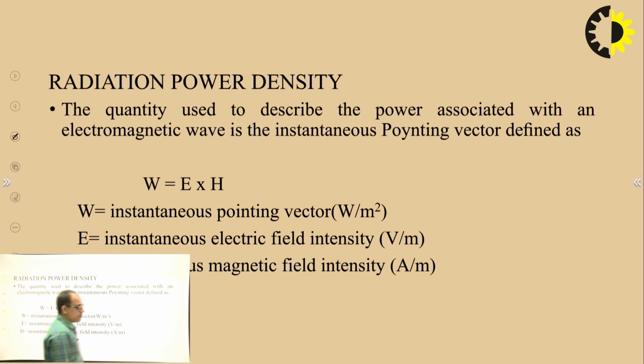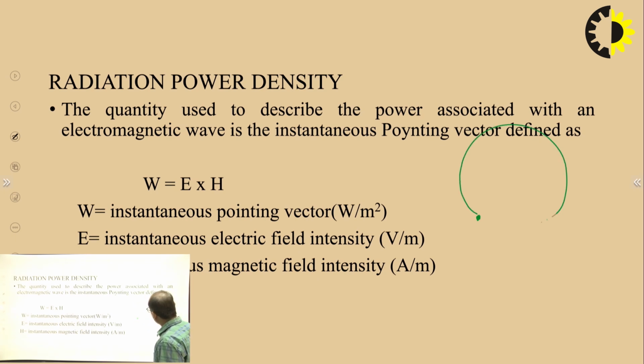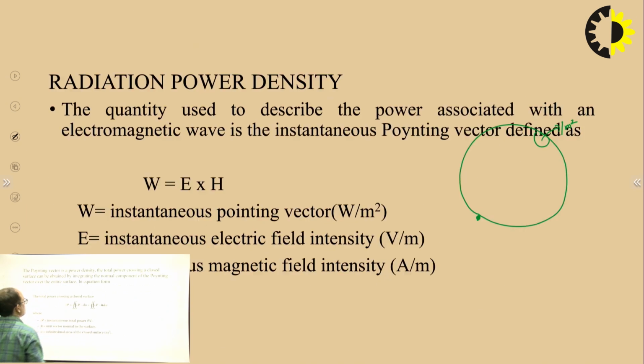Next term, or next parameter, is the radiation power density. Radiation power density is defined as how much power is radiated by the antenna per unit area. Suppose this is the antenna which is placed, and this antenna radiates its energy over the whole area. So how much power is radiated per unit area, meaning per meter square, defines the radiation power density. So we know that this is an instantaneous pointing vector.